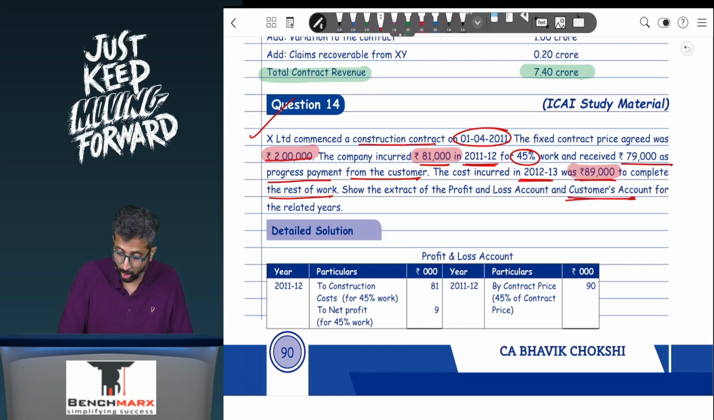And the customer's account. This is the new part. So when you are revising, I would not really put the entire thing for last day revision, but customer's account was not asked in any other question. It is asked over here for the related years.